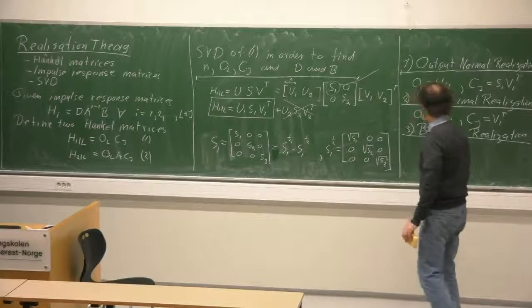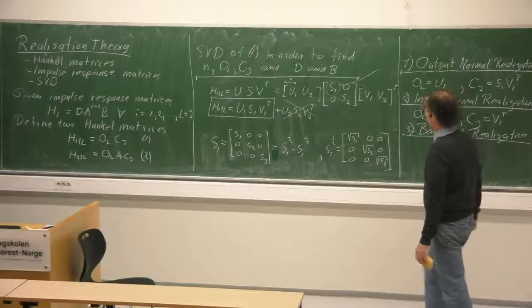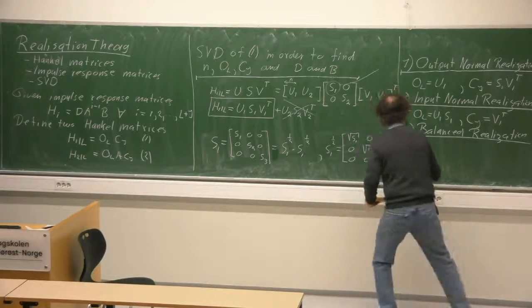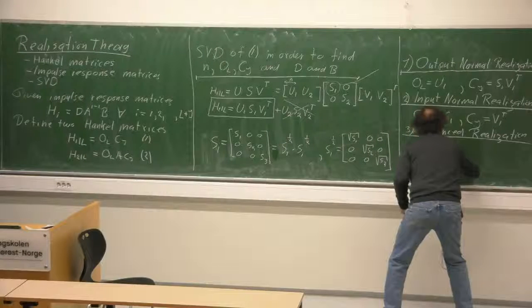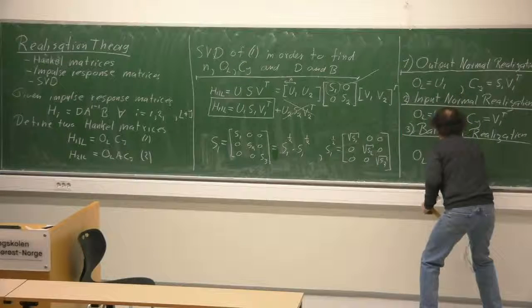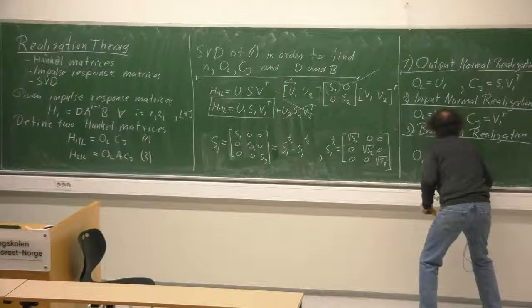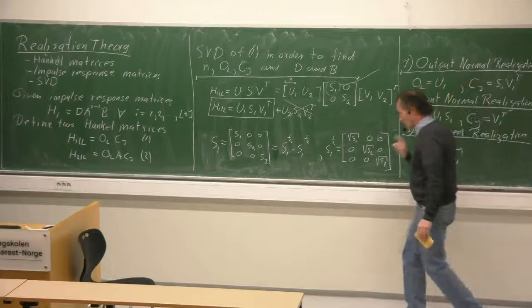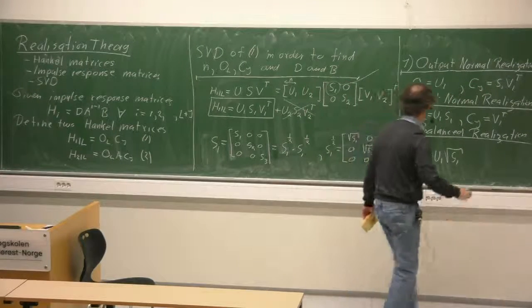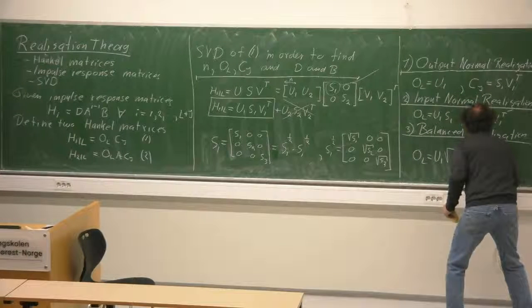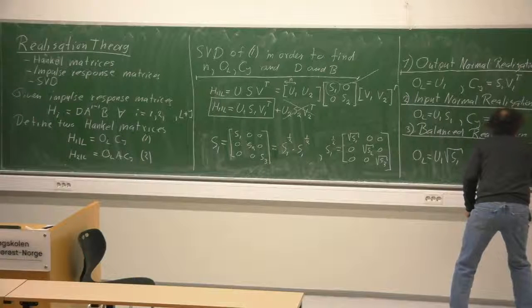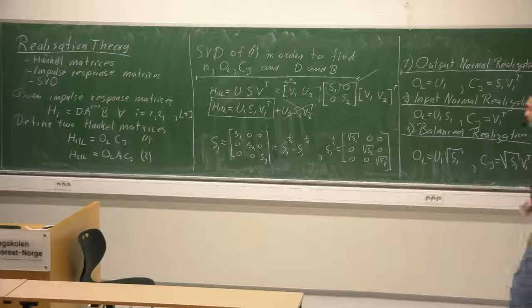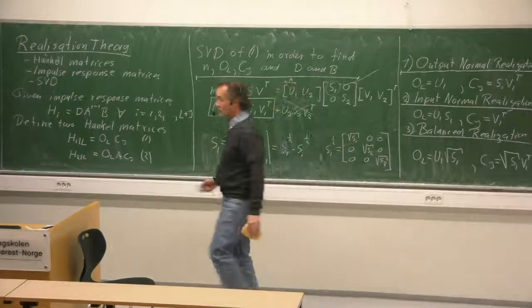This one could be simply generalized. It means that the extended observability matrix is then put equal to U1 times the square root of S1. I will write it like this, or S1 to the 1/2 like this. And then the extended controllability matrix would be equal to the square root of S1 times V1 transpose. This is the balanced realization.